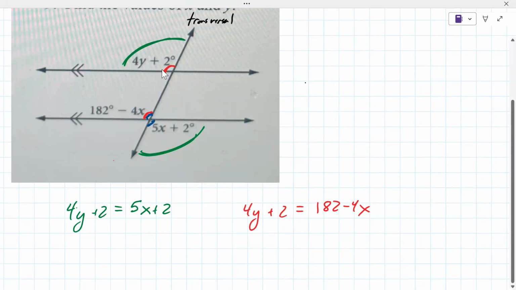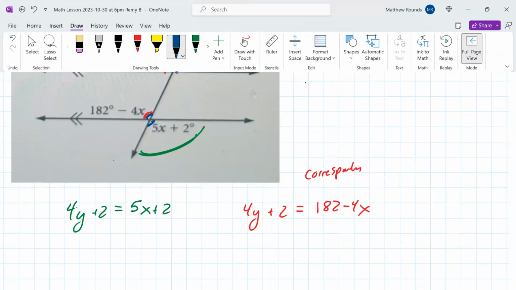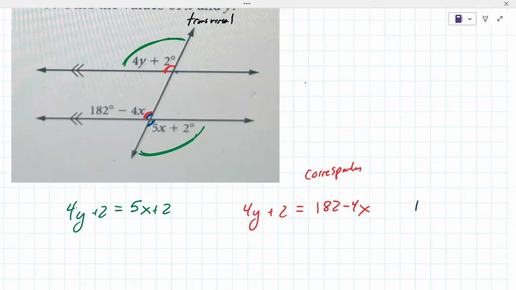They're on the same side, but one's interior, one's exterior, or no, corresponding. Corresponding, yeah. And then in blue there, those are the vertical angles: 182 minus 4x equals 5x plus 2. All of these are congruent relationships.